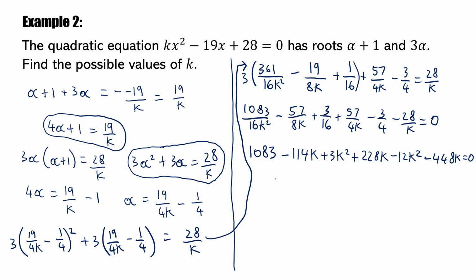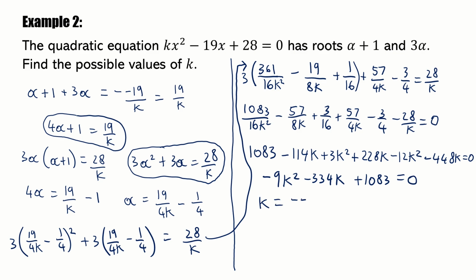Take your time if necessary. Right, we can now gather like terms together, so we're going to end up with minus 9k squared. We're going to end up with 114k, take away 448, which comes to minus 334k. And then lastly, we've just got that 1083. So we've just got to solve that quadratic to find what k is.